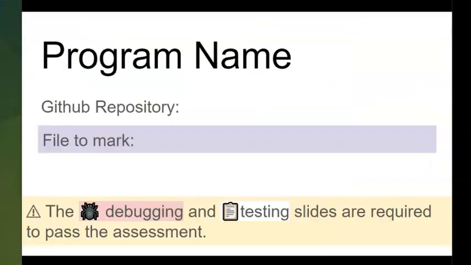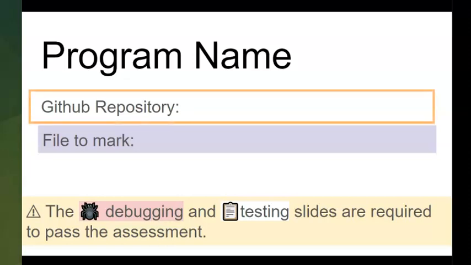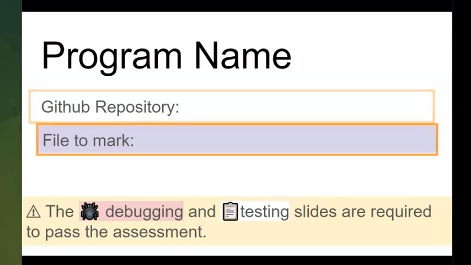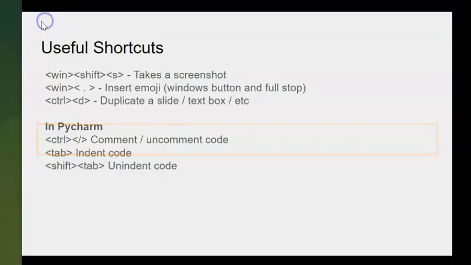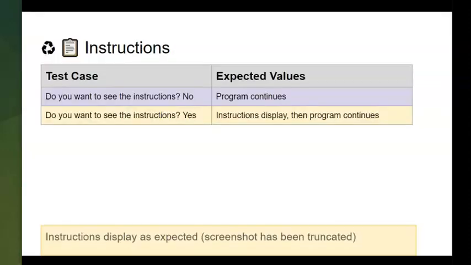This project is an opportunity for you to get some practice programming and to also generate some debugging slides that you can probably recycle in the assessment. You've been given access to an HL partial slideshow. In the assessment, you would need to paste in your GitHub repository, and at the end, you'd come back and say which file you need to be marked. I've given you some useful shortcuts, which you've seen me use before.